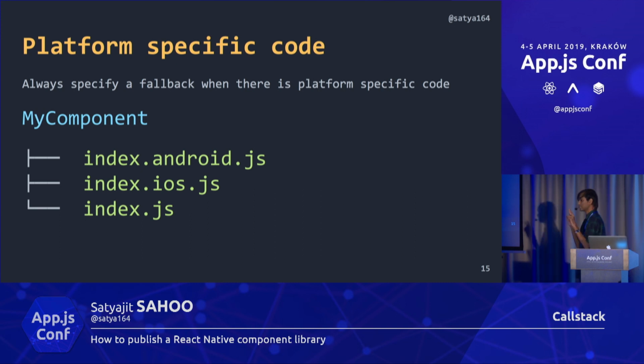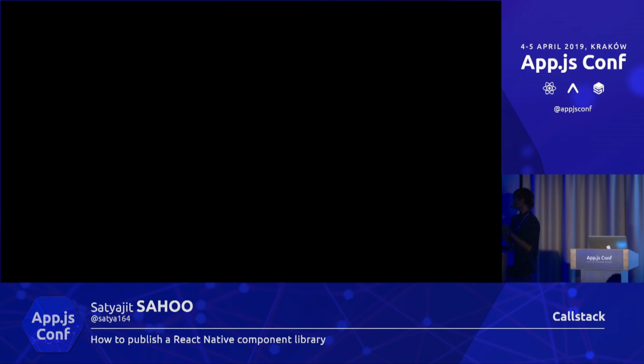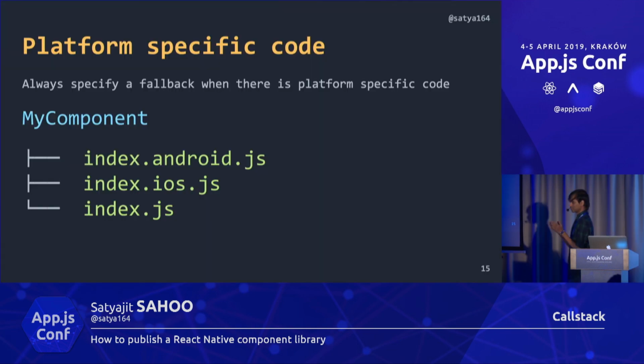And when building for cross-platform, it's important that you have a fallback. Why? Because if you don't have a fallback and somebody tries to use it on that platform, bundling will fail. They won't be able to import it at all. For example, say you have a component library, 9 out of 10 components support all of the platforms. There is only one component which only works on iOS. Now, if you don't provide a fallback, the user cannot use it on any platform. So it's better to have a fallback.